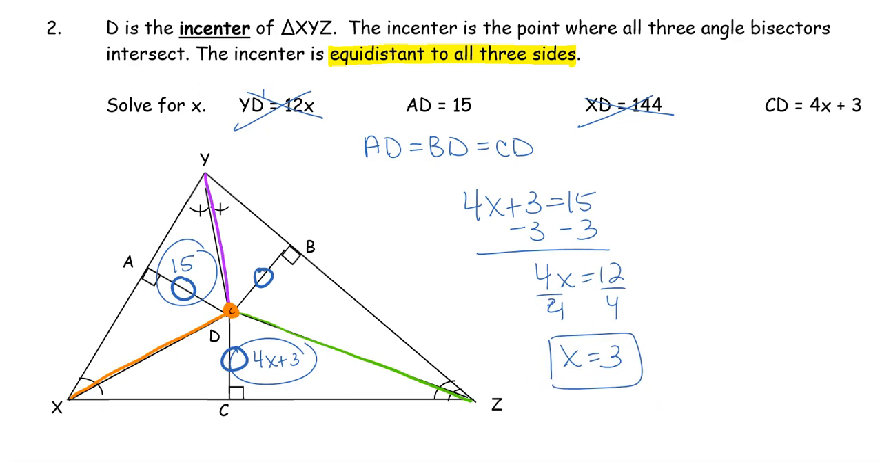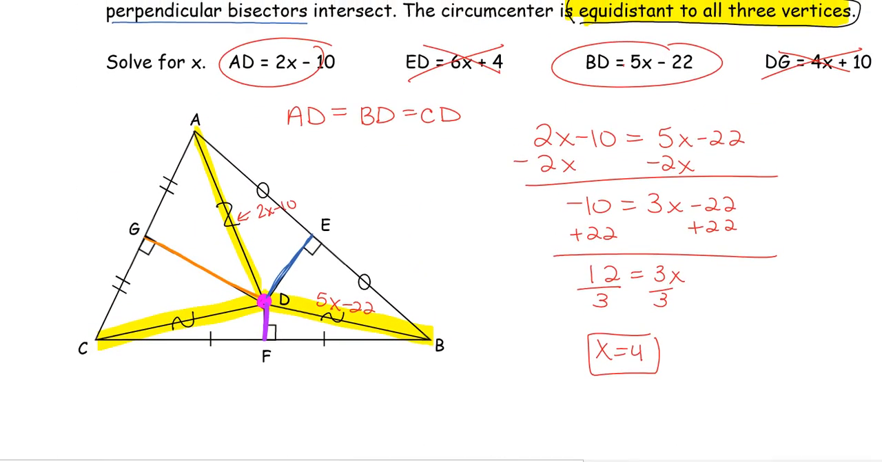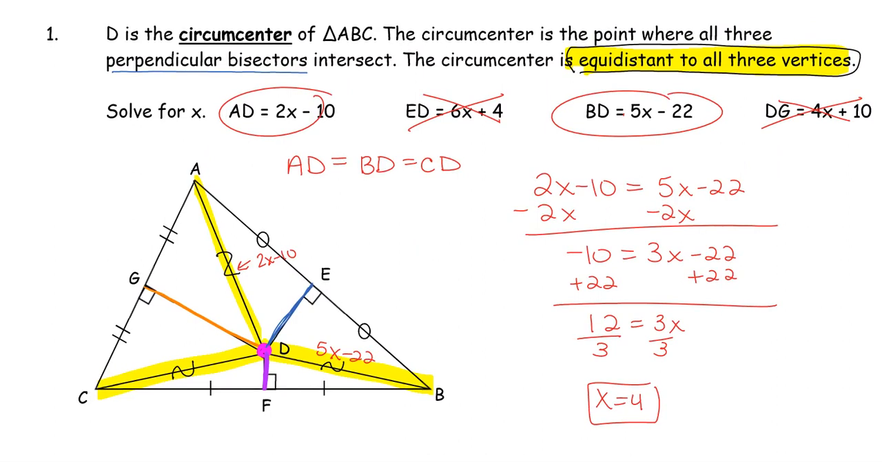So the incenter, remember, is where the three angle bisectors intersect. And the special property that it has is that that point of concurrency, that central point, is going to be equidistant to the sides, which is different than our perpendicular bisectors, which is equidistant to the vertices. So you've got to remember the difference between the incenter and the circumcenter, and that is it for our video.